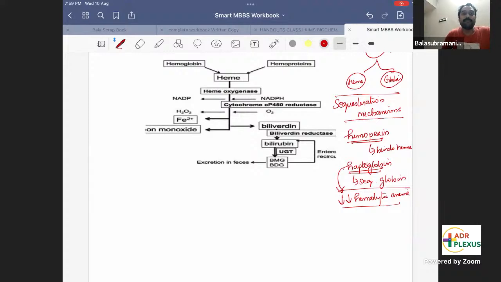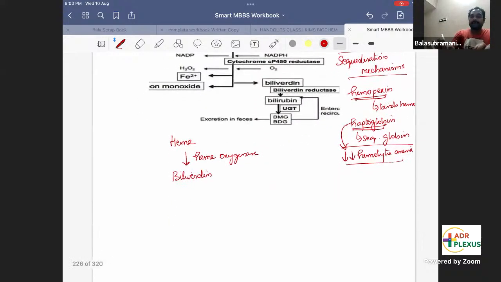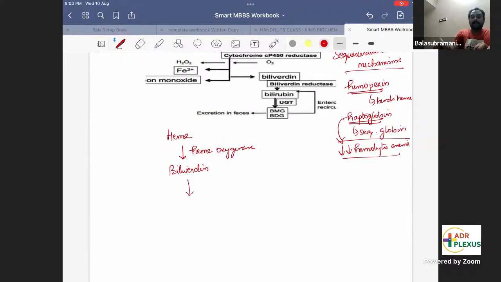So what happens to the heme? The globin part I have told you. What happens to the heme? The heme is acted on by an enzyme called heme oxygenase, which converts it into a molecule called biliverdin. This biliverdin is acted upon by an enzyme called biliverdin reductase to get converted into a compound called bilirubin.